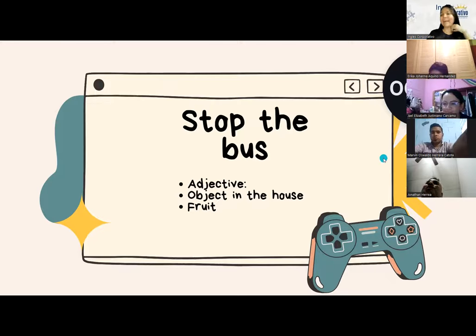Oh, ¿cuáles son los adjetivos, teacher? Okay, so adjetivos, for example, beautiful, handsome, small, big, amazing, wonderful, blue, red. Los adjetivos son los que califican al nombre.